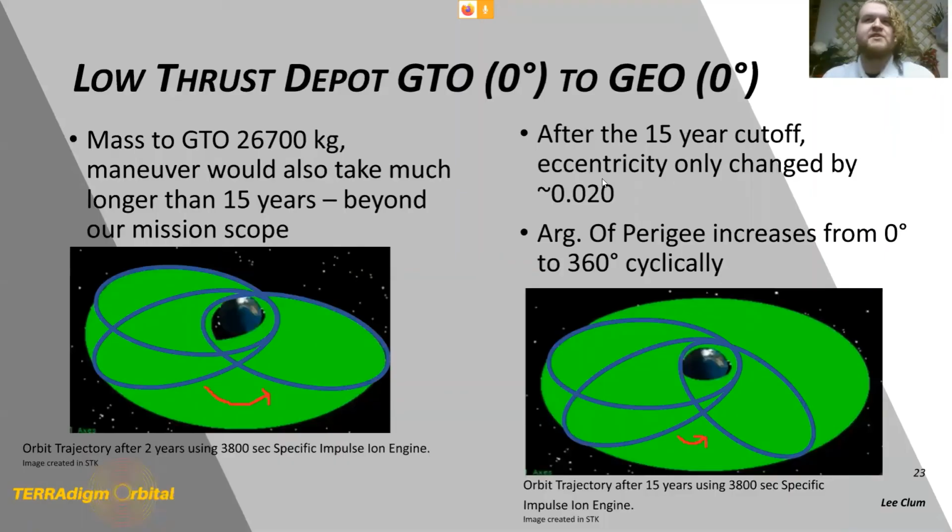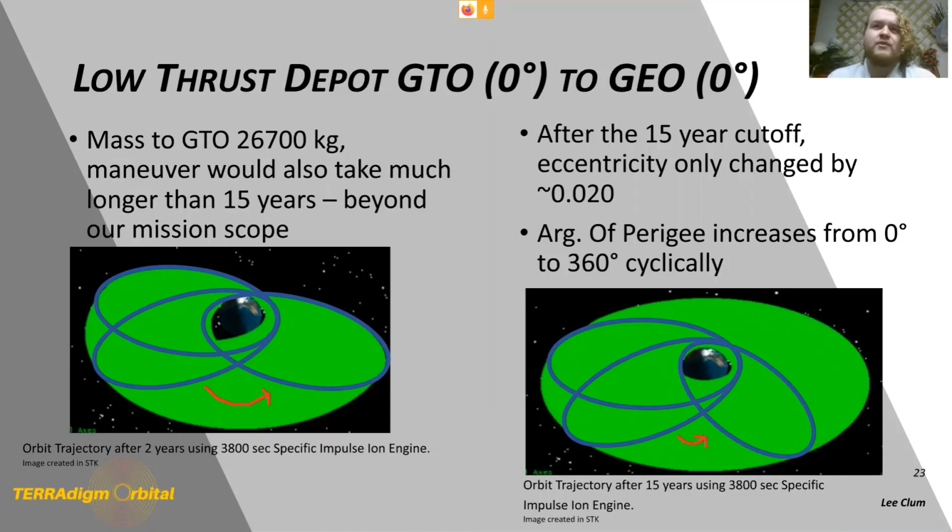If we rely on the launch vehicle to do the plane change for us, then similar to the LEO to GEO maneuver, the inclination stays the same, so the orbit trajectory in this case is a lot cleaner than the last slide. However, the orbit simply cycles orientation from 0 to 360 degrees without ever really circularizing at GEO, as illustrated in these two graphics. So after 15 years, there was only slight progress made.